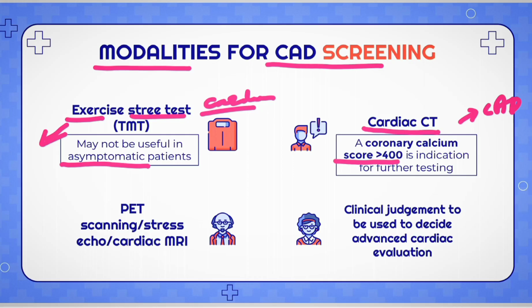The next modality is PET scanning or stress echo or cardiac MRI. This PET scanning or positron emission tomography of the heart is an imaging technique that uses a radioactive substance known as tracer to look for any disease or poor blood flow in the heart. Apart from that, clinical judgment can also be applied for screening to decide any advanced cardiac evaluation.